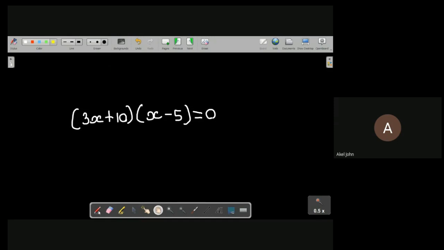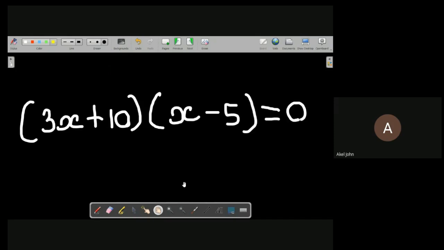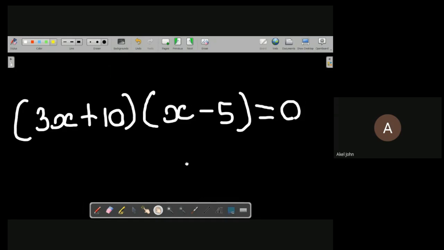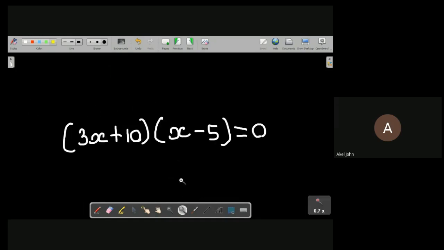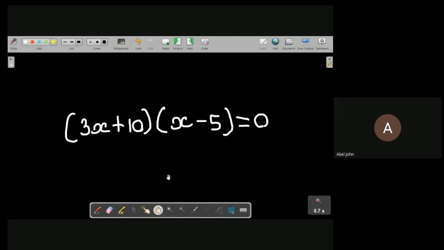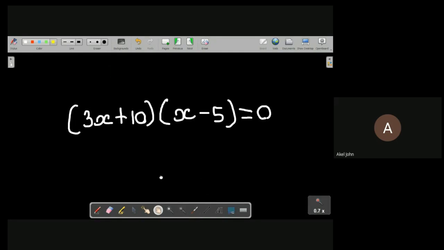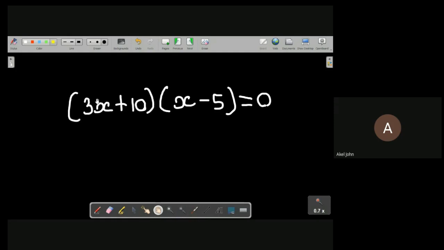Today we're looking at multiplying, or solving, two binomials. This is under quadratic equations, with (3x + 10)(x - 5) = 0. Again, this falls under quadratic equations, binomials, which is a polynomial, right?